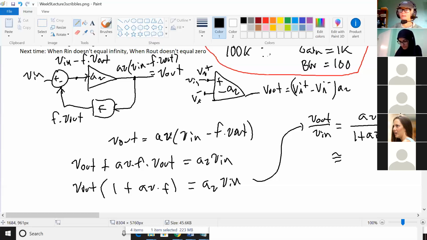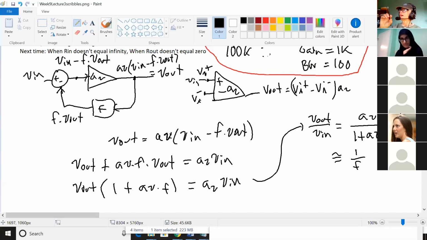Is it 1 over the frequency? 1 over the frequency, yes. So this becomes very large, much larger than 1, so you can ignore the 1. And now you have AV over AVF, cancel out the AVs and you get 1 over F. And that's the power of an op amp.